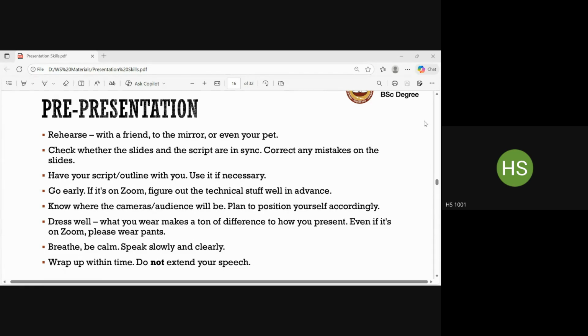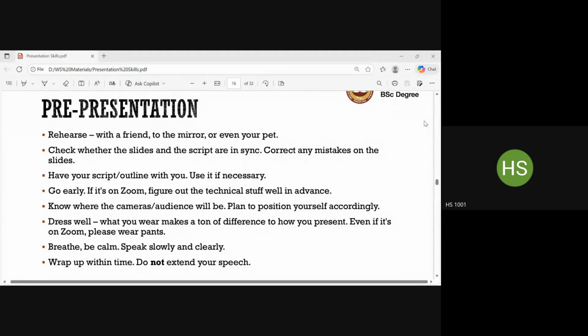Another thing that rehearsal can help us with is in sticking to our time limit. We can make sure that our presentation is being wound up within the allotted time frame. If we are exceeding the time limit, then we have the provision to edit our script or to alter our presentation such that we do not go beyond the allotted time frame.